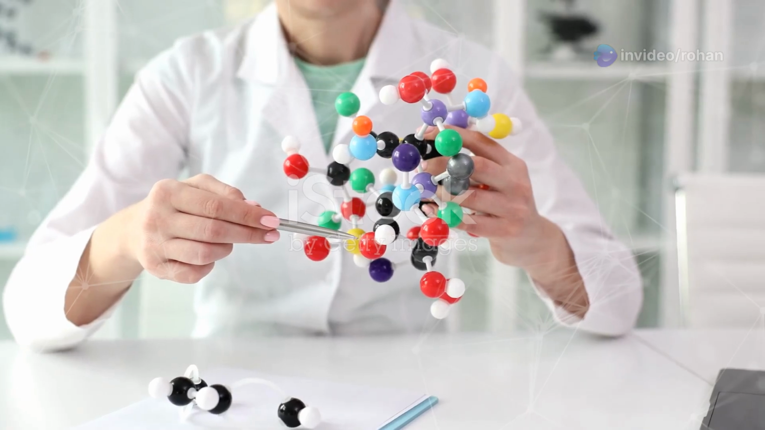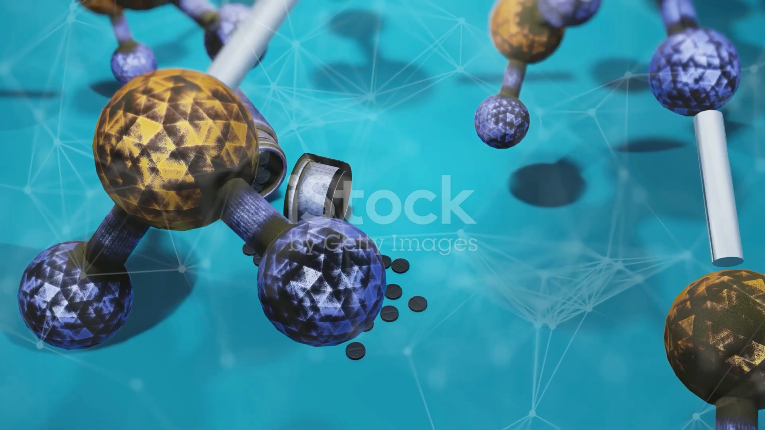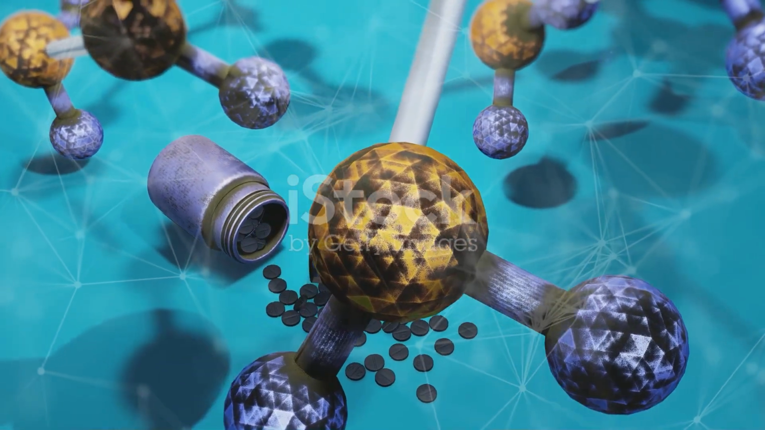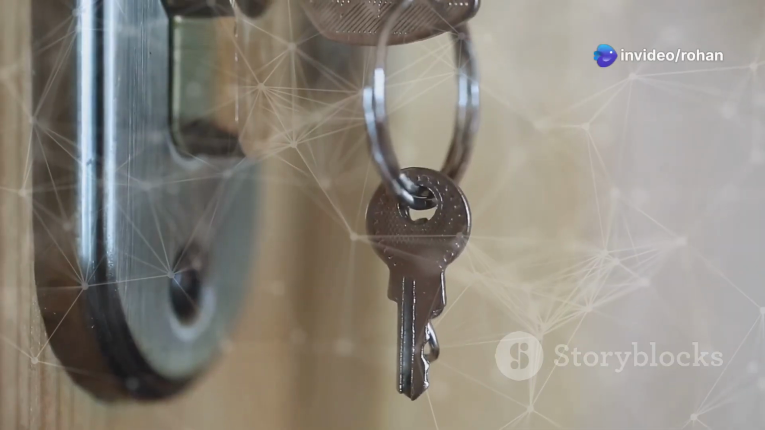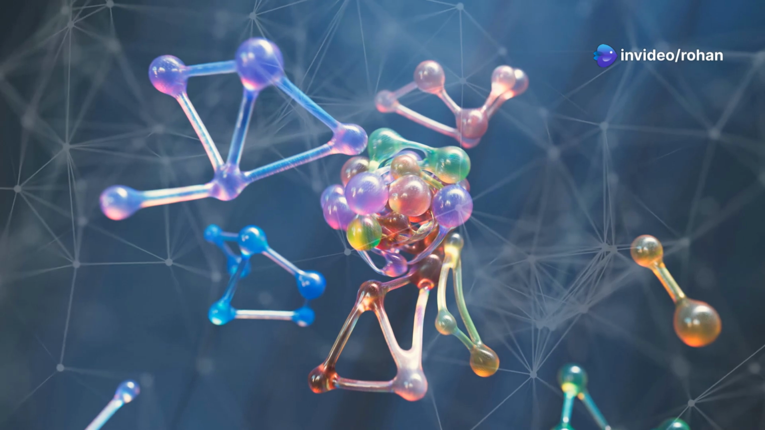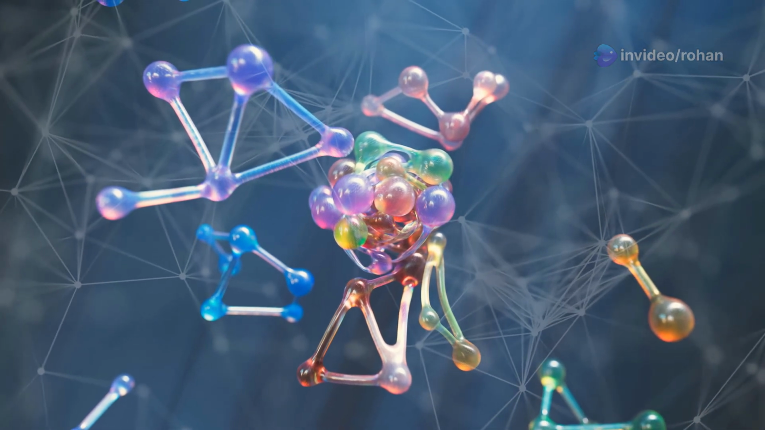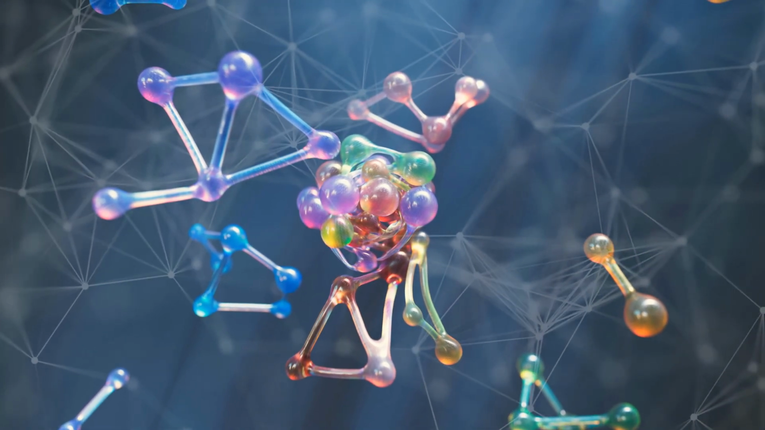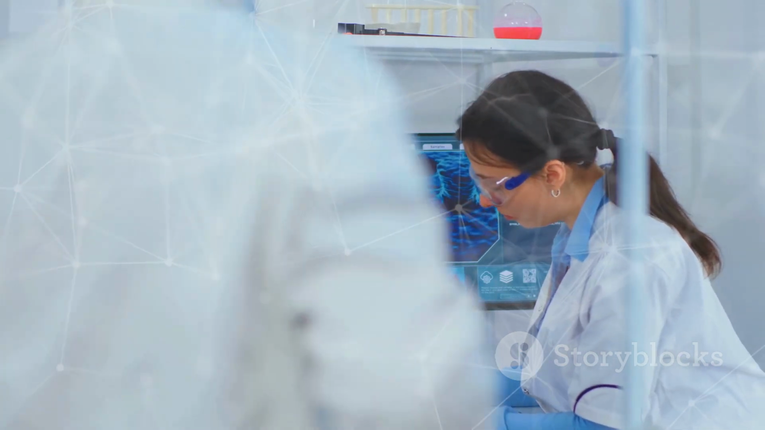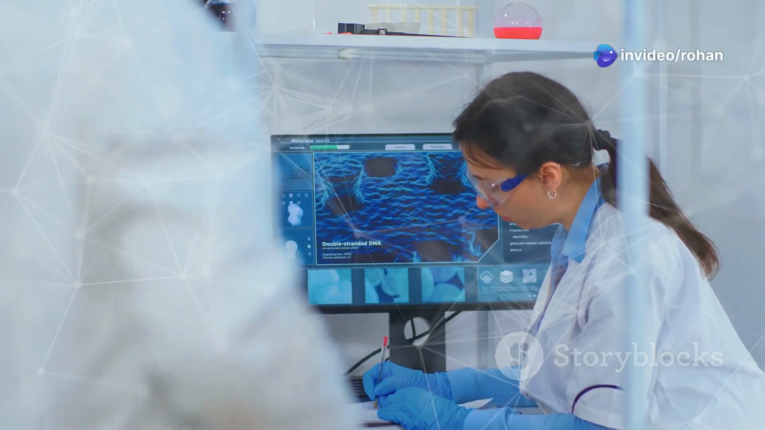Preparing the key, shaping the ligand. With the target protein identified, we move on to preparing the ligand, our potential drug molecule. Think of this as shaping the key to fit the lock. Ligands can be small molecules, peptides, or even fragments of larger molecules. Researchers use databases containing millions of these potential ligands, each with unique chemical properties.